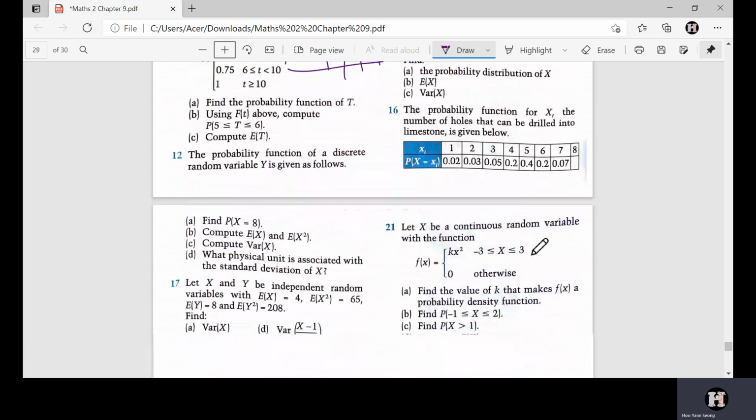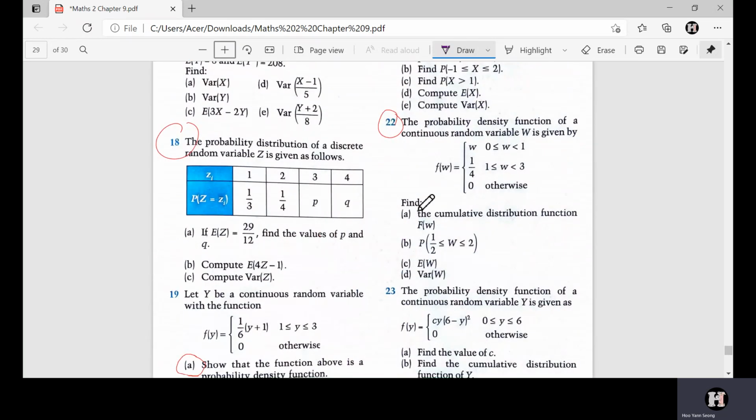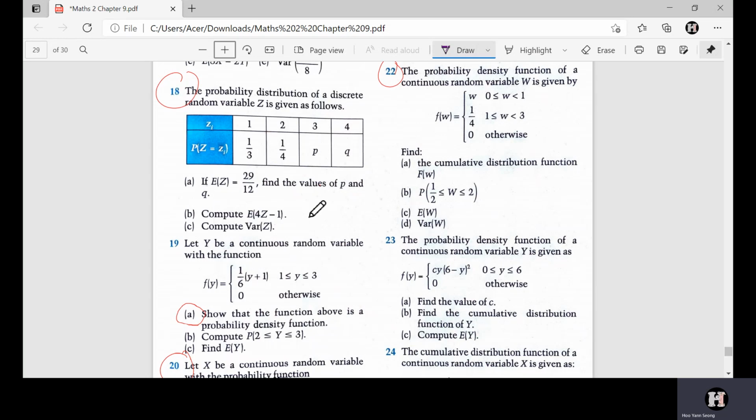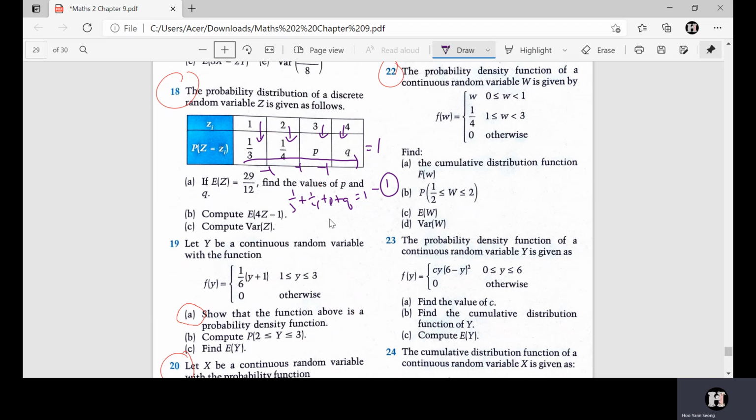Now we look at this one. For the probability, find the values of P and Q, given that EZ equals 29 over 12. First thing, we know that the sum of everything equals 1. So you have 1 over 3 plus 1 over 4 plus P plus Q equals to 1. This is your first equation. Then the second equation, multiply each value by its probability, and the sum equals 29 over 12. Then you will get the second equation.